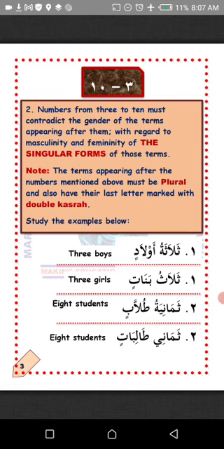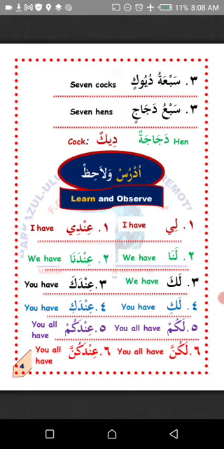Thamani, not thamaniyatu. La'alaka fahimt? I hope you understand. MashaAllah. Thalatha, number 3. Sab'atu duyukin, 7 cocks. Sab'atu duyukin, 7 roosters.